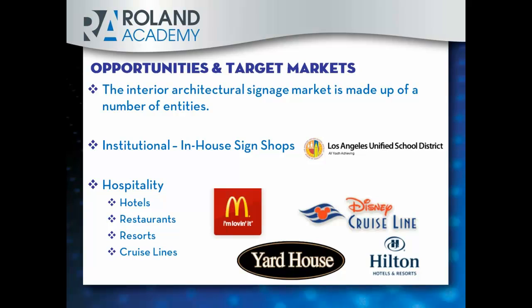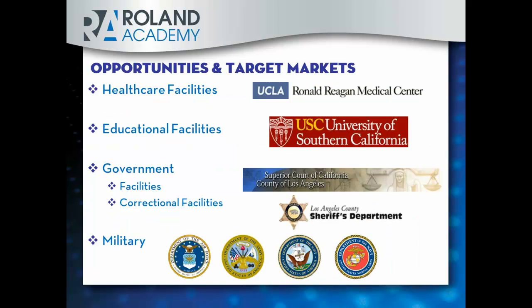Again, your hospitality, such as your hotels, your restaurants, cruise lines, as well as resorts, require ADA compliant signage. Your healthcare facilities, your hospitals, your universities, educational facilities, so your universities, your high schools, elementary schools require this. Your government facilities, so courthouses, for instance, police departments, tax man, county recorders, as well as the military. The military does require ADA compliant signage.